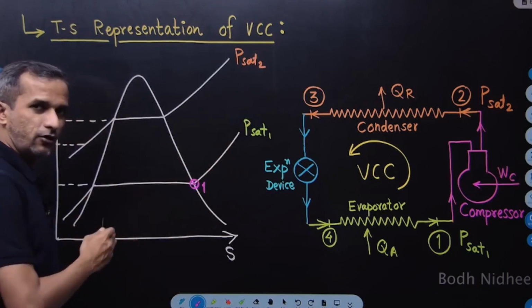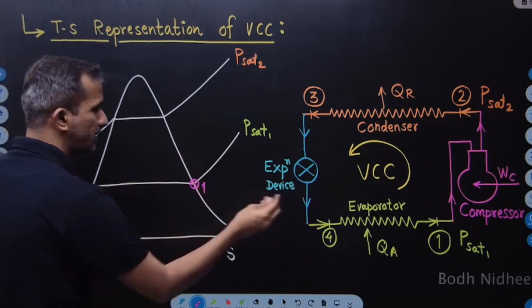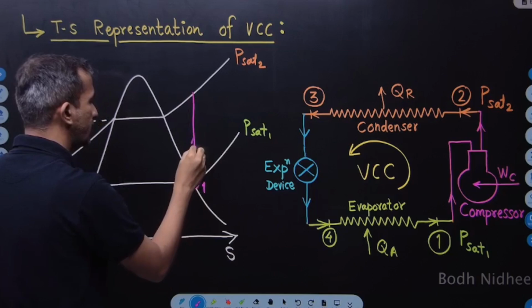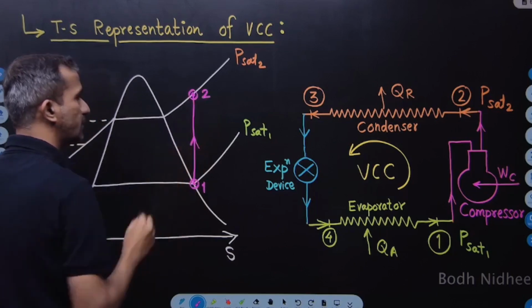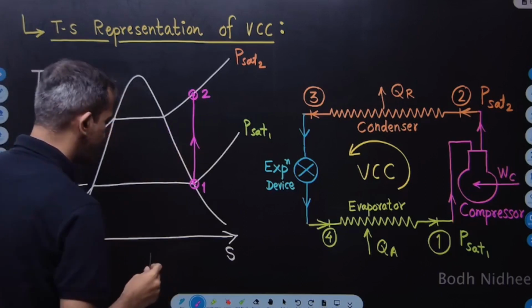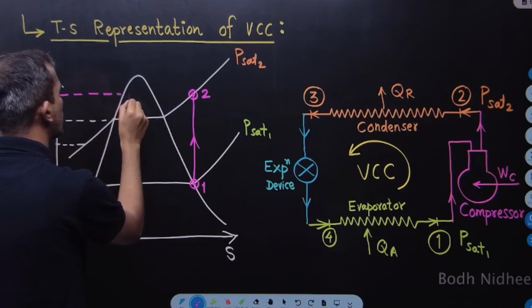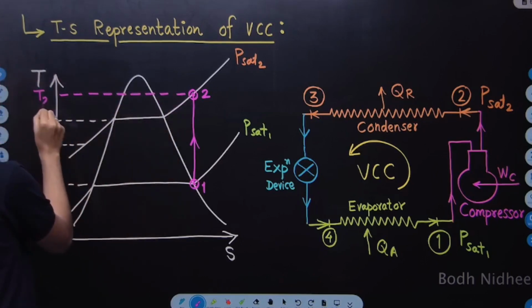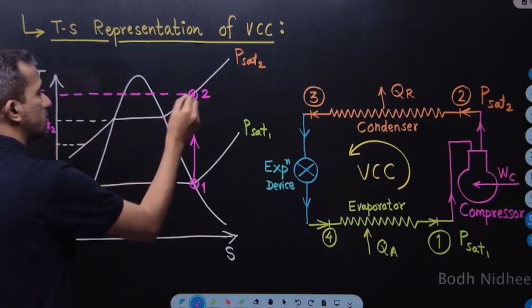So at the end of evaporation, I have got saturated vapor that I will supply to the compressor. Compressor will increase its temperature and pressure isentropically. So the vertical line will show me the isentropic process. I will reach point number 2 where the temperature and pressure are high. So that is, let's say, temperature T2, superheated vapor. Now here I have got superheated vapor because the temperature is greater than its saturation temperature Tsat2. It is greater than Tsat2. So that is why it is superheated.